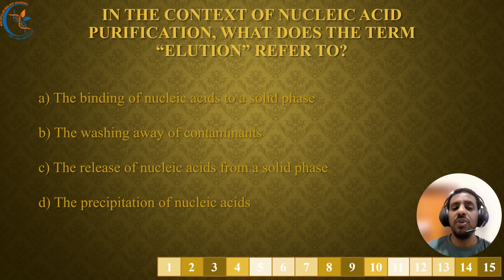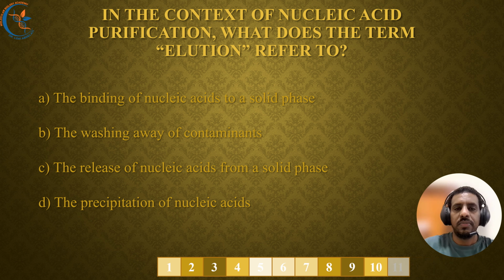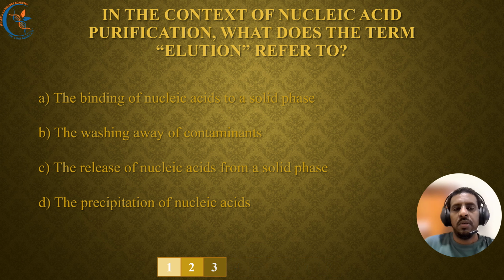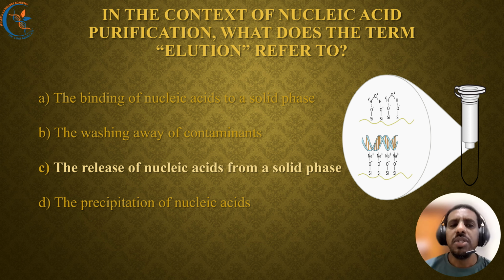Okay, in the context of nucleic acid purification, what does the term elution refer to? All right. Elution is the process of separating and transferring nucleic acid from solid phase like silica column into a solution. So the correct answer here is the release of nucleic acid from a solid phase. Let's move on.